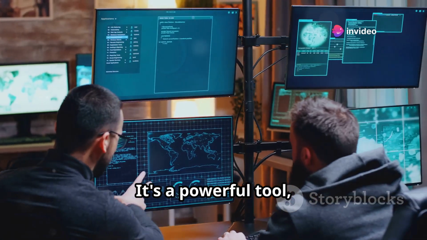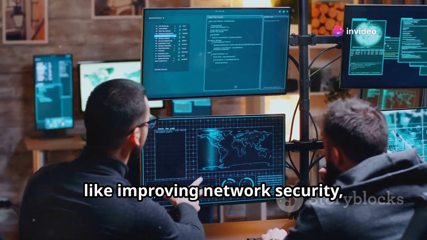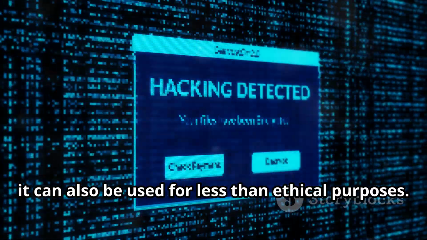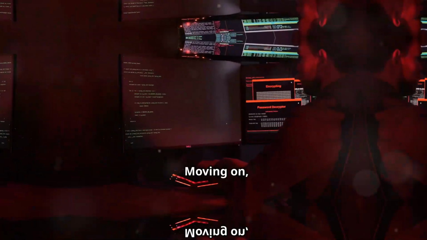It's a powerful tool, and while it can be used for good, like improving network security, it can also be used for less than ethical purposes. So, use it responsibly.